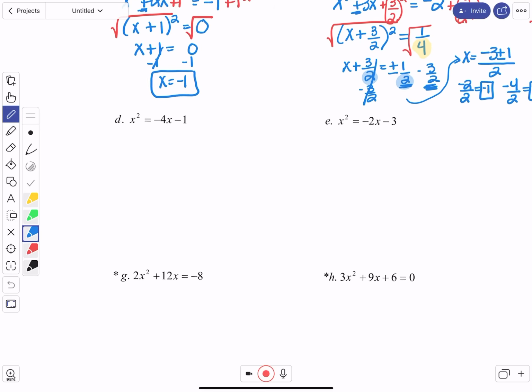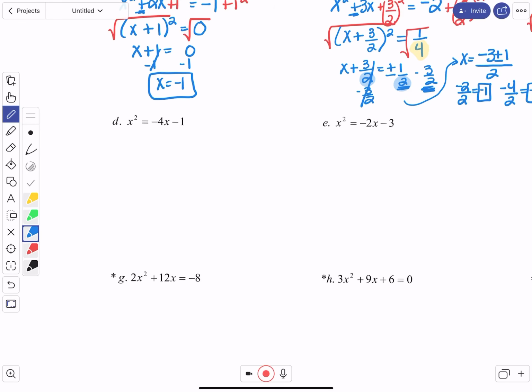Okay. Now on D, it is not really in the form that we want. We need to move that negative 4x over here with the x. I'm going to leave my space. The negative 1 is already on the right side.